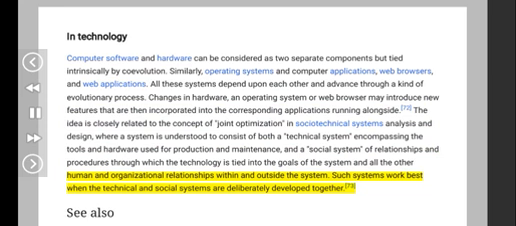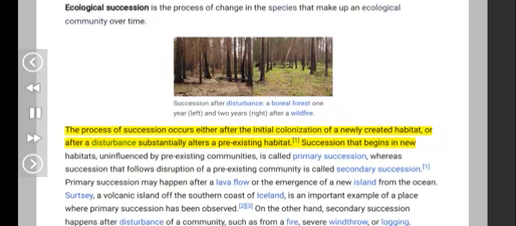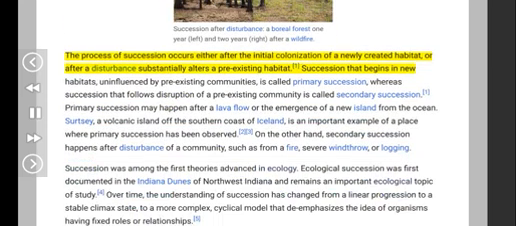Ecological succession. Ecological succession is the process of change in the species that make up an ecological community over time. Succession after disturbance: a boreal forest 1 year left and 2 years right after a wildfire. The process of succession occurs either after the initial colonization of a newly created habitat, or after a disturbance substantially alters a pre-existing habitat.